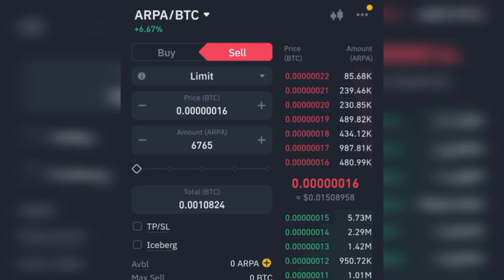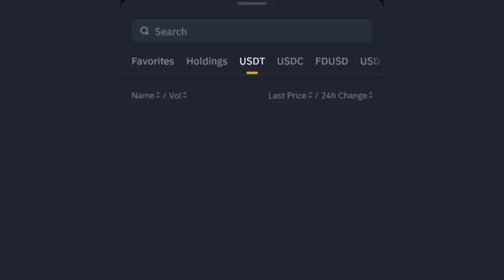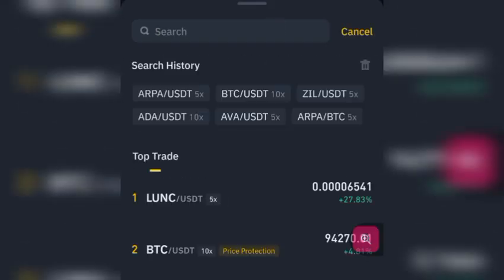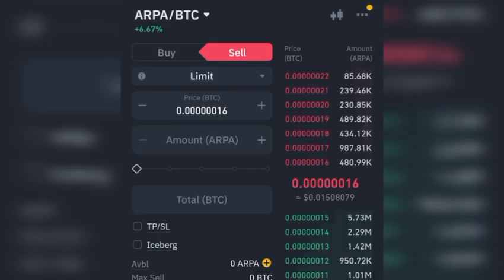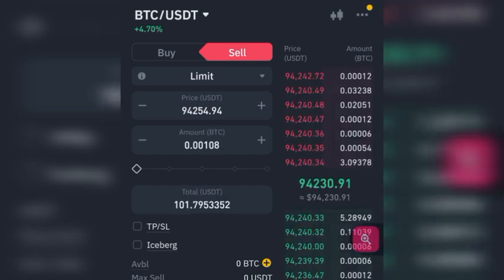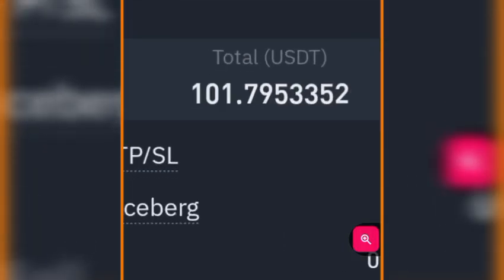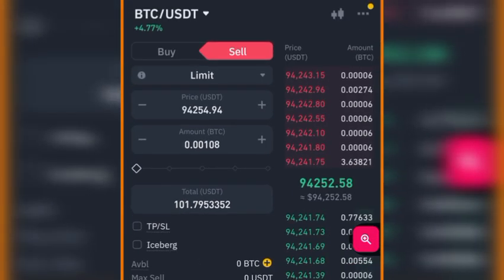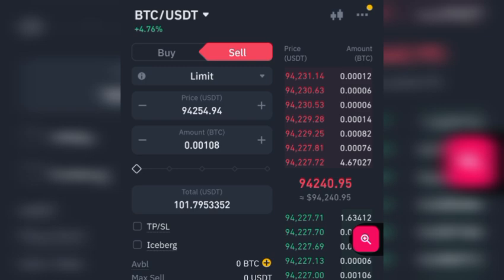Right. So let's go ahead and look for BTC, USDT. Let's click on that and see whether this is going to be profitable or not. I don't know. Let's paste that in there. Not bad. Not bad. Oh my God. This is going to be profitable. Not bad at all. Right?